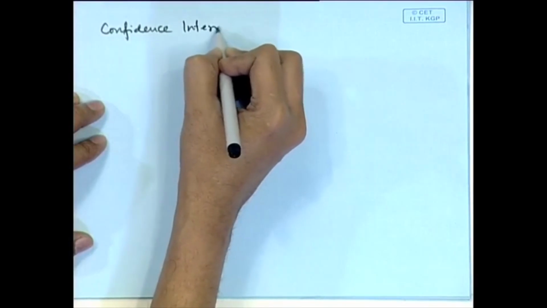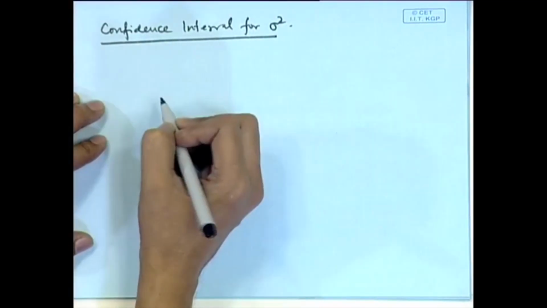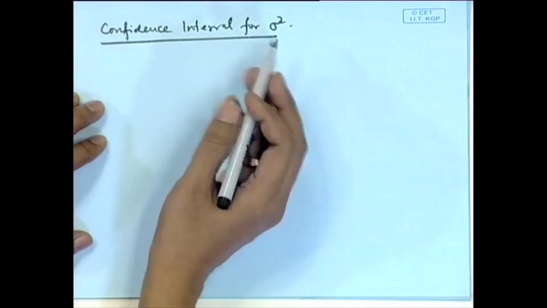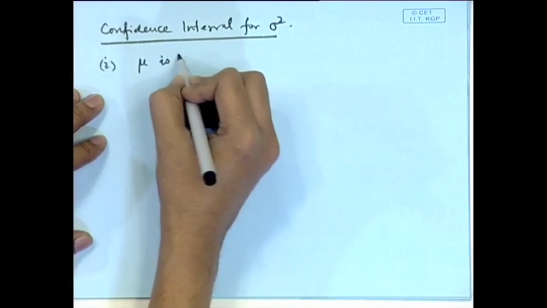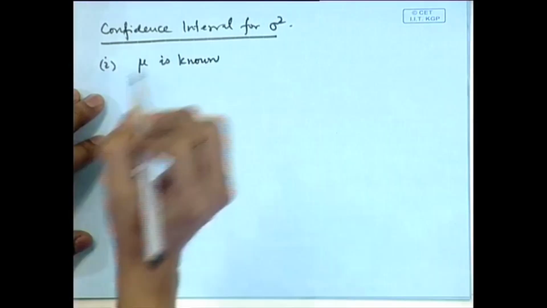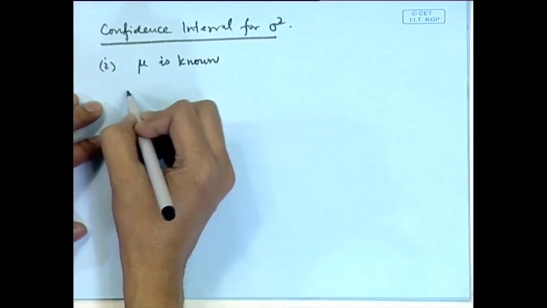Confidence interval for sigma square. Once again we have two cases: mu is known and mu is unknown. So, if mu is known, let us consider that here.